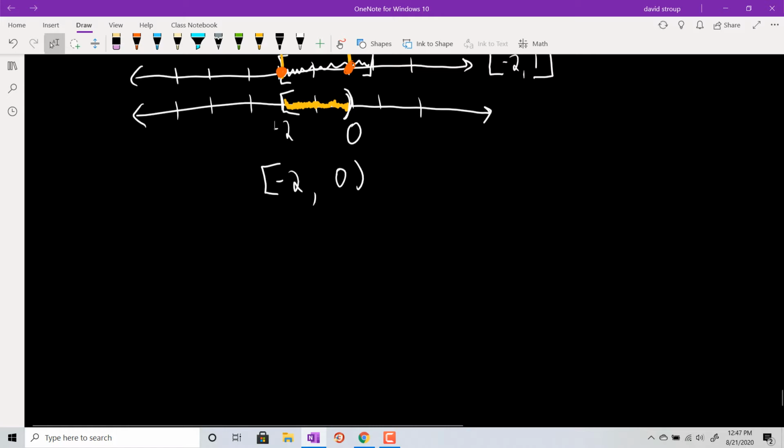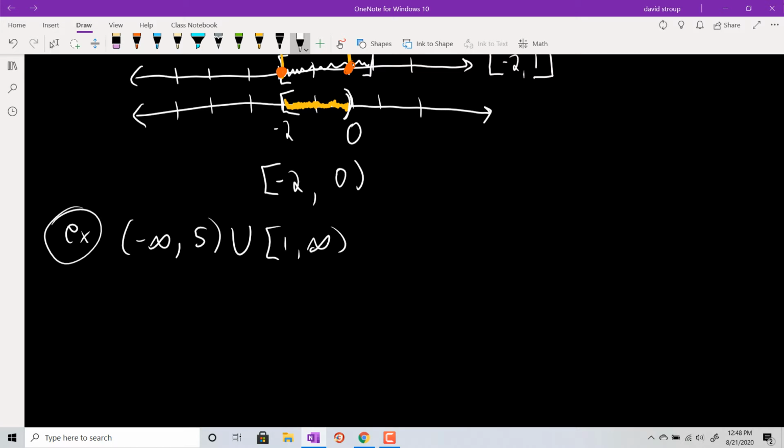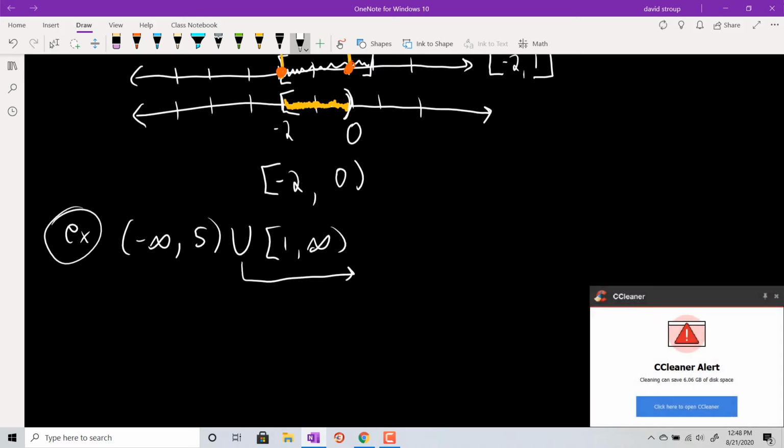Union is basically everything is included. So if it's in one or the other, it's going to be in the union. So let's look at one of those examples. And I approach it the same way. I'm going to draw three number lines. So here we're going -infinity to 5, union with 1 to 8. Okay, so this symbol is the union symbol.